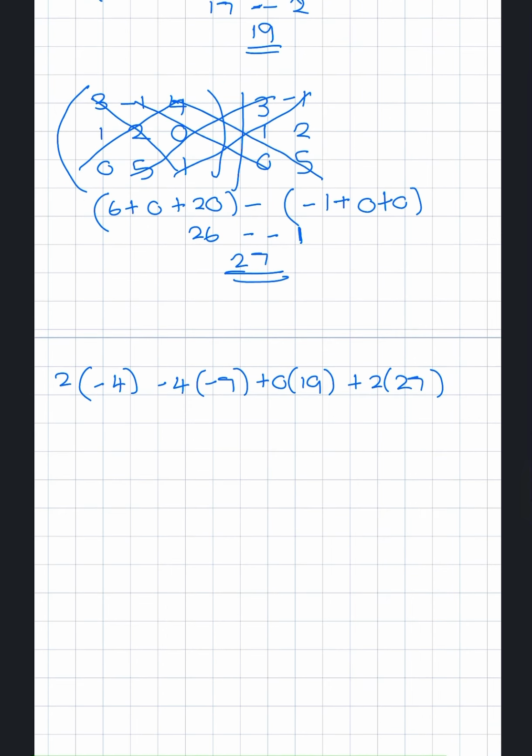So what do we have? 2 times minus 14 is minus 28... 2 times minus 4 is minus 8. Minus 4 times minus 7 is plus 28, plus 0, plus 54. Minus 8 plus 28 is 20, plus 54. So 20 plus 54, the answer is 70.